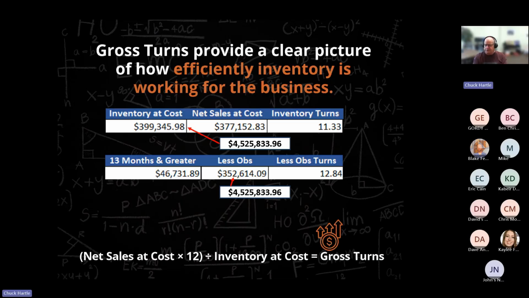Now, one of the things that we did is we went out and we took this inventory and we took out their obsolescence, their 13 months and greater, that was not rim controlled or whatever. We subtracted that back out. And of course, once you remove the obsolescence, you do that same calculation of 4,525,000 divided into the net sales at cost of 352,000. And the next thing you know, they're at 12.84 turns. So you can see how much having idle inventory can affect your turns on a day-to-day basis.